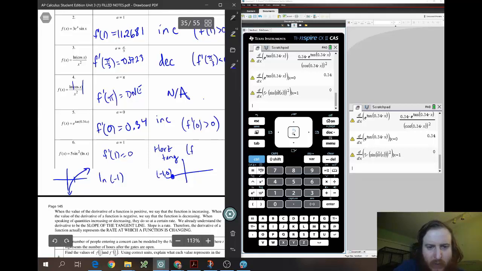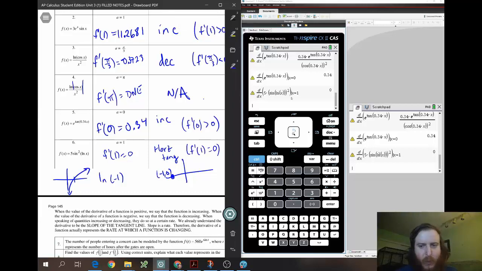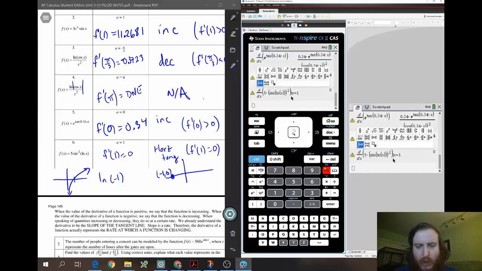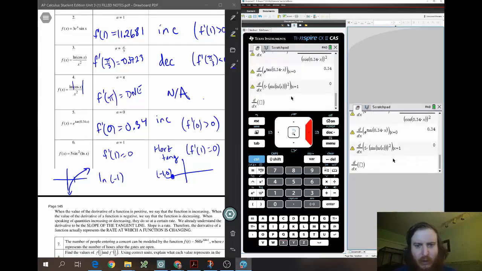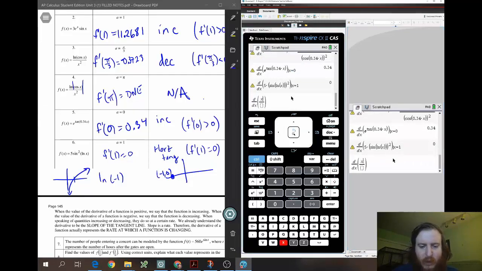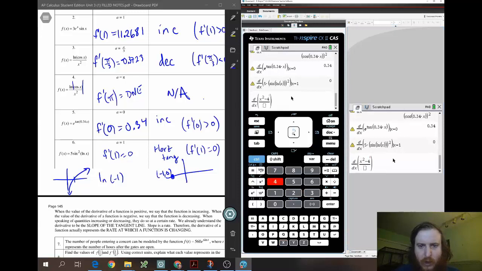And why? Because f prime of 1 was equal to 0. Now, I didn't actually do any of these that were vertical tangents, but one that might be a vertical tangent, really anything with a fraction, a lot of times can have a vertical tangent. So maybe if we had something like x squared minus 4 divided by 2x minus 6.